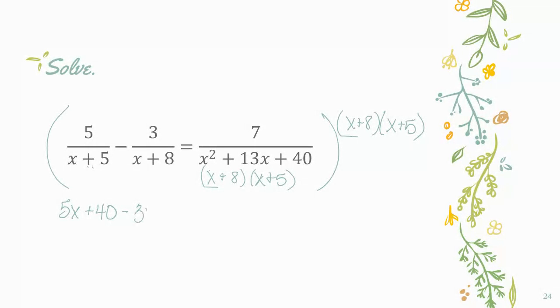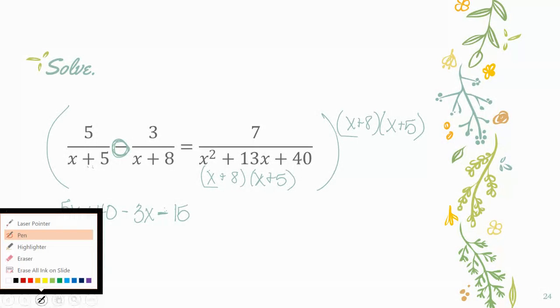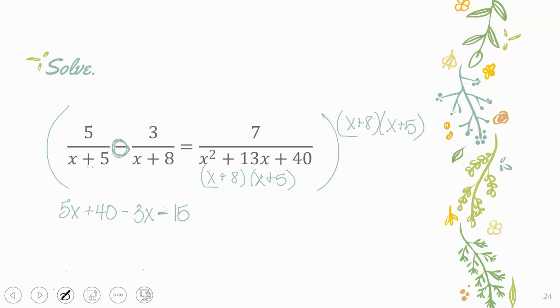That gives me 3x plus 15, but remember I'm subtracting, so I'm going to write minus 15. Be really careful about this sign here. It can mess up a lot if you forget to subtract that second piece, okay? Then over here, I'm not going to multiply the 7 by anything because both of those pieces cancel out with the denominator.